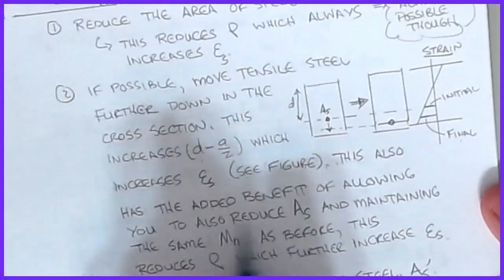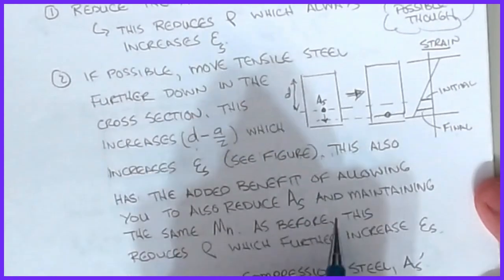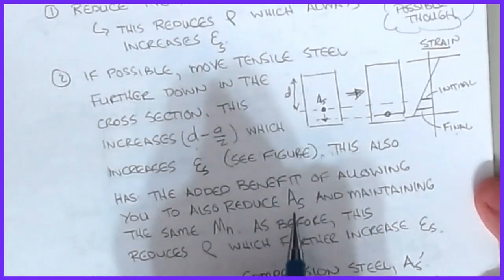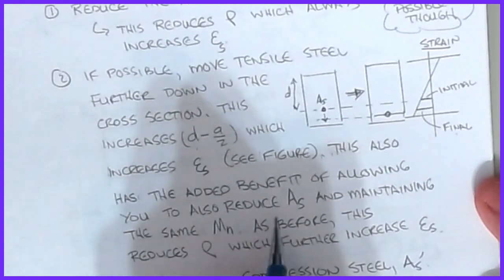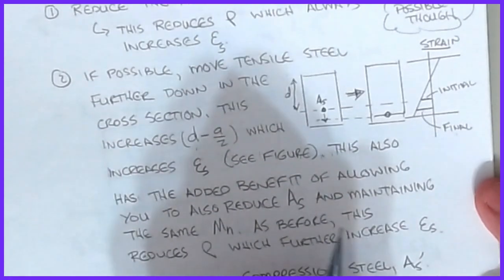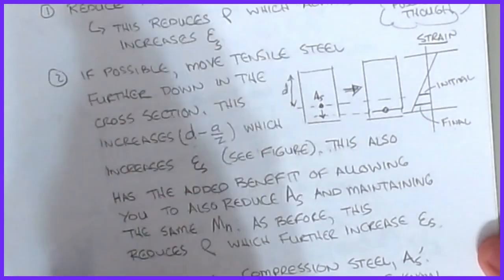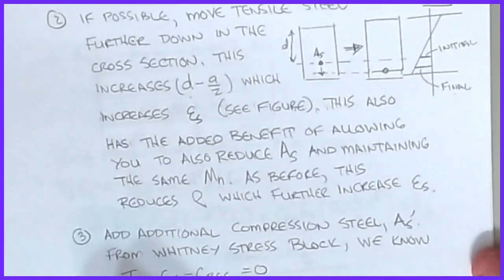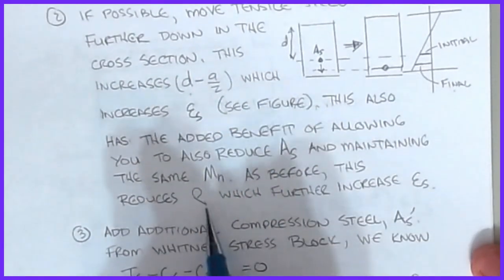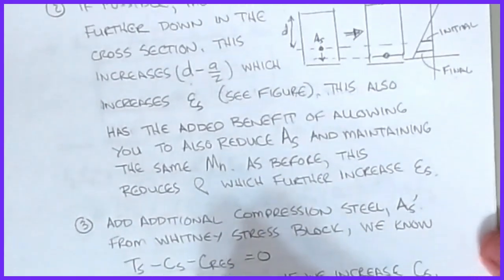Okay, this also has the added benefit of allowing you to reduce AS while maintaining the same moment. If I reduce AS, then I reduce the area of steel in this section, and if I reduce the area of steel, that increases the stress, and if I increase the stress, that increases the strain. So you're getting a 2-for-1 by relocating the steel to a more optimum location. All of this is compounding to help reduce rho while maintaining my MN value.